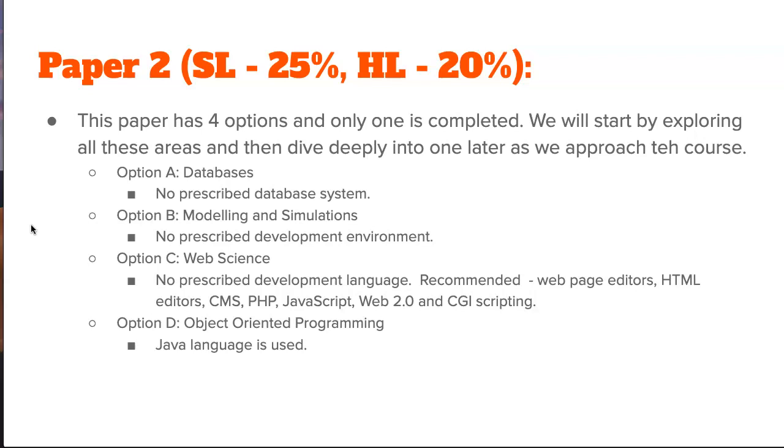Paper 2, it's options, so there's 4 options and only 1 is completed. So when you get paper 2 on the exam, you have these 4 options and you're going to pick one of them. We will start by exploring all of these areas and then dive deeply into one later as we approach the course. Oh, a little spelling mistake there, that's okay.